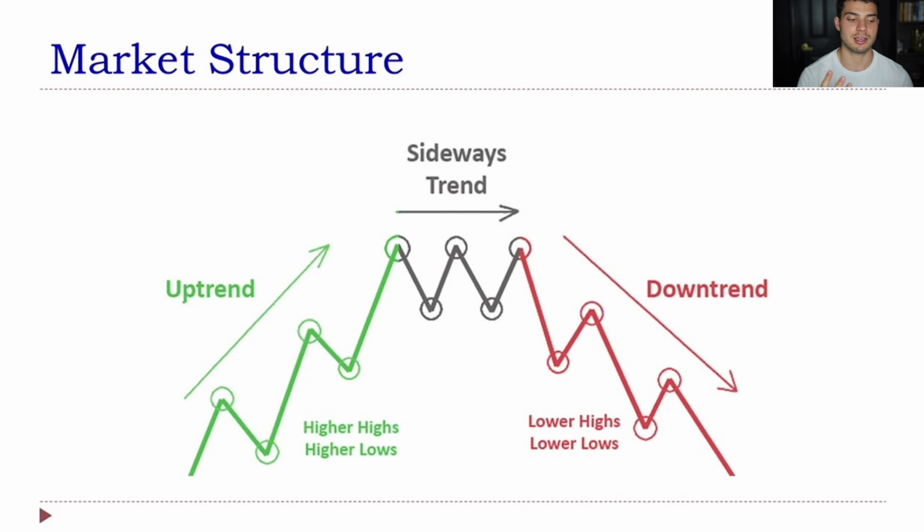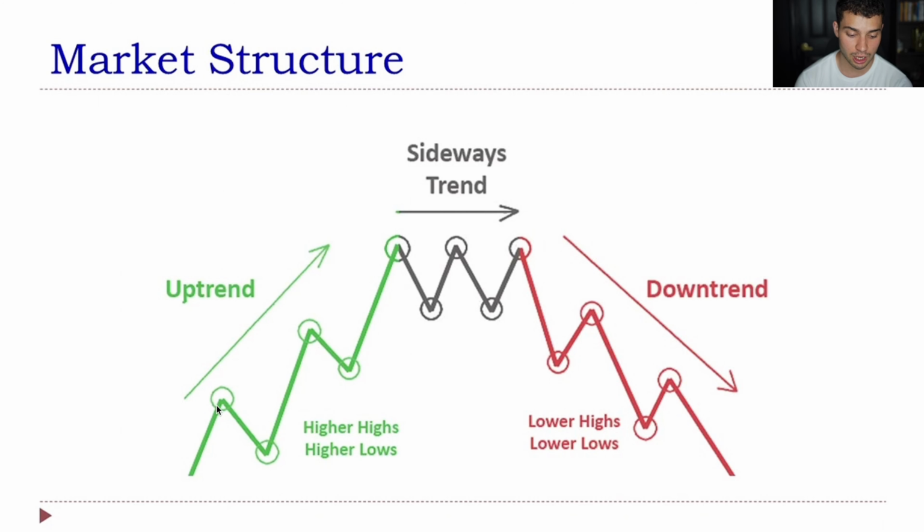You're going to understand how the market moves. There's only 3 ways the market can move, okay? The market can move in an uptrend, a sideways trend, or a downtrend. And what that means is, as you can see already in the diagram here, we have an uptrend that's going in higher highs and higher lows. So it's just creating higher highs and higher lows.